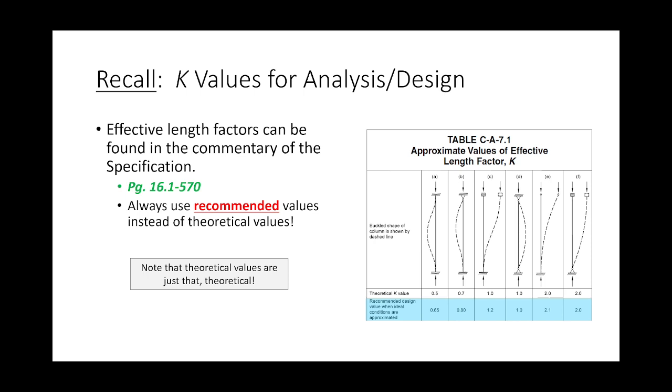Okay, so let's recap. Let's make sure we all know the basics. So first off, your K values for analysis and design. The problem that we're going to do today, I went ahead and just gave you the K values because I want to get the problem going. But keep in mind that you can always find these on 16.1-570. That is a tab-worthy page in the manual. Remember, we're always using the recommended values, not the theoretical values. In most cases, bumped up just a little bit to account for variances in theoretical versus real-world conditions. Not all of them, like the pin boundary condition still one, but most of them are bumped up a little bit.